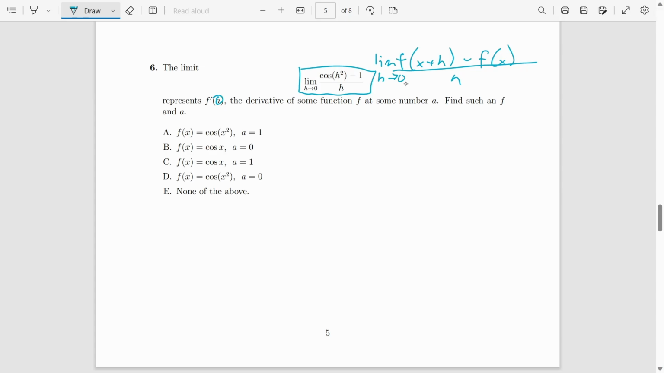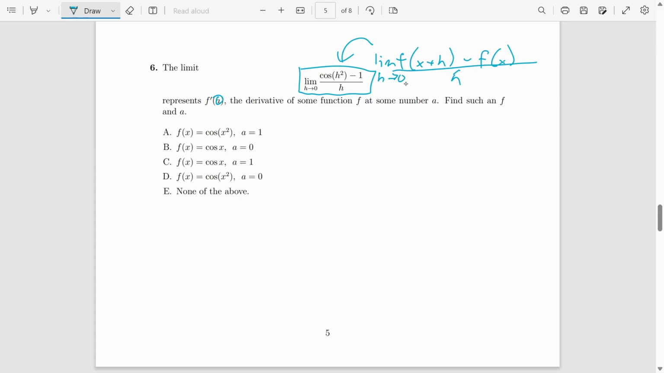So again, for each of these f of x's, or f of x plus h and f of x, you plug in these functions and the a value for x, and whichever one gets you back to this will be the right answer. I actually went and looked at the solutions for this problem, and they literally just expect you to brute force this one. Literally try each one of these and see if it gets you back to this. So that's what we're going to do here.